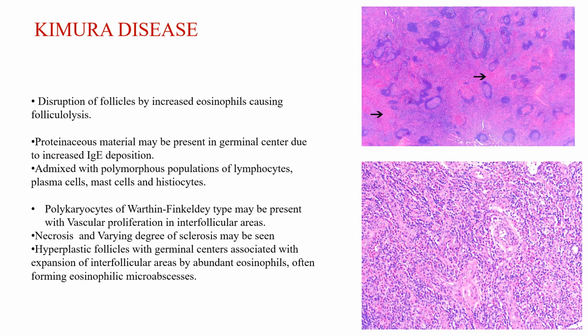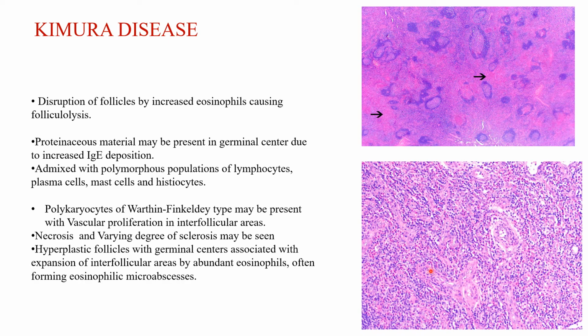Coming to next differential, that is Kimura disease. In this, there is disruption of follicles by increasing eosinophils causing follicular lysis as seen here. There is hyperplasia of follicles with the disruption of follicles, that is folliculolysis, by proliferating eosinophils. Proteinaceous material may be present in germinal center due to increased immunoglobulin E deposition, admixed with polymorphous population of lymphocytes, plasma cells, mast cells and histiocytes.